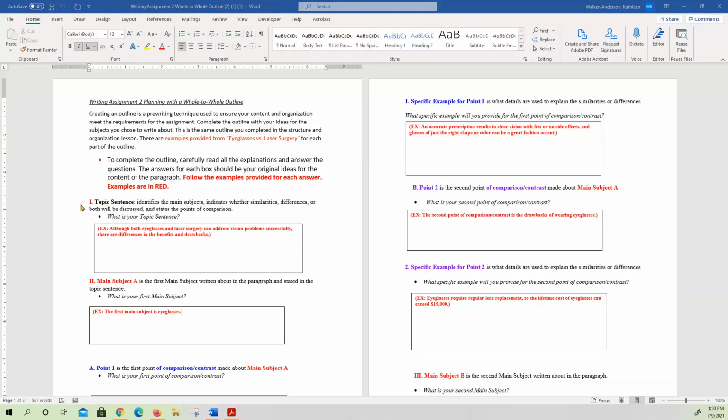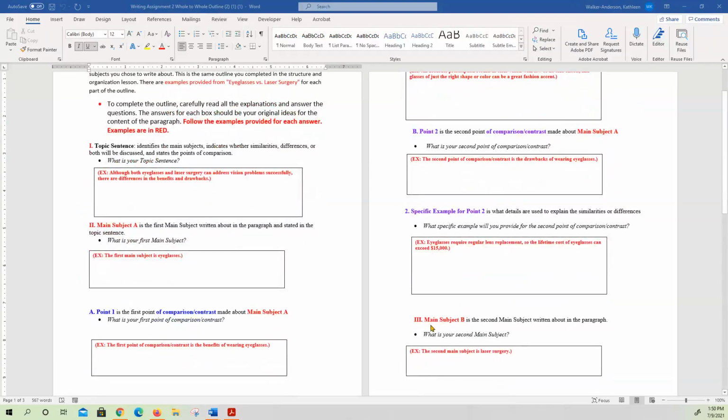The first Roman numeral represents your topic sentence, the first sentence of your paragraph. The second Roman numeral is all about your first subject. The third Roman numeral is your second subject. So we'll go through and I'm going to fill it out for main subject A, and then you would just repeat it for the second one.